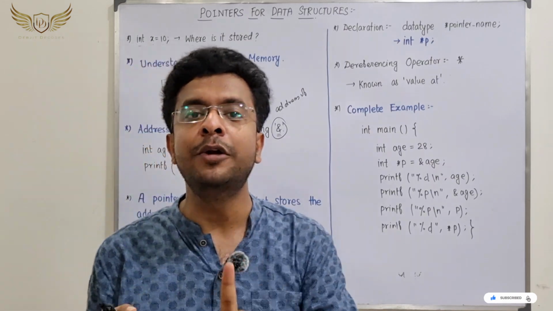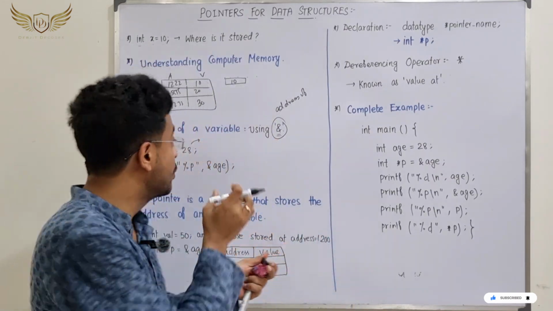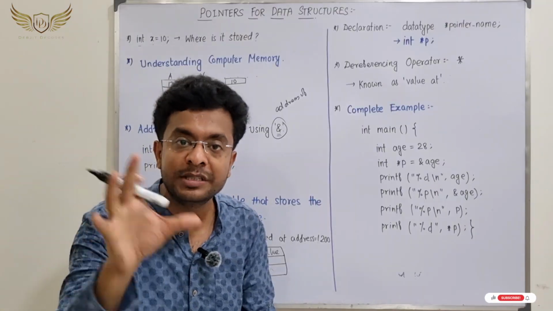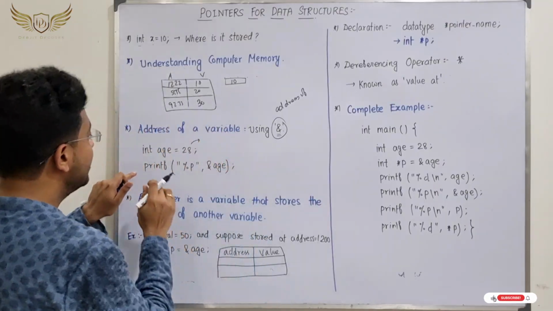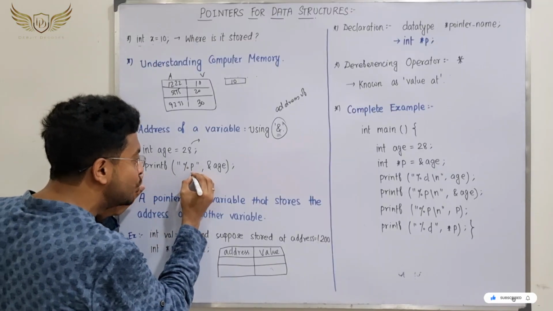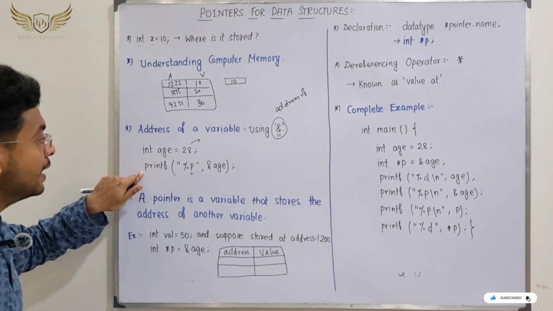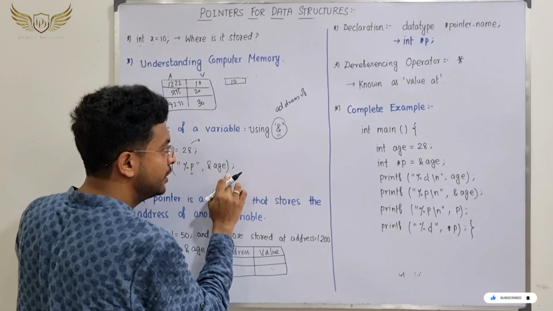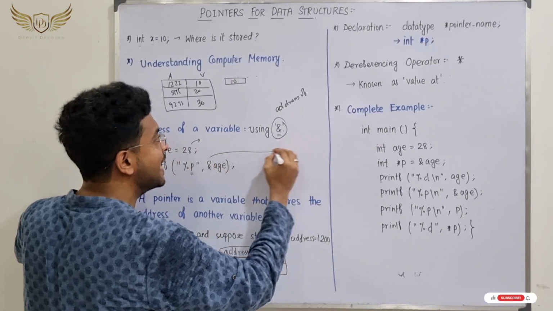But what if you want to see where this 28 is stored inside the memory? That we cannot say, right? We need to see it somewhere. Then if you write it like this, printf %p, this p actually stands for pointer, printf %p ampersand age, because this sign simply means address of.